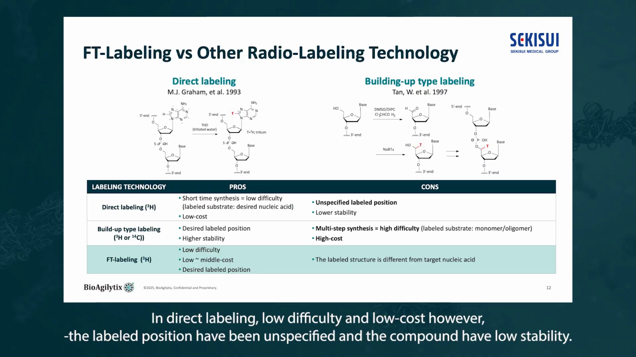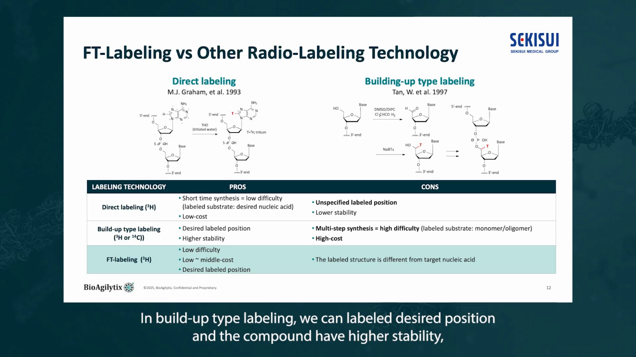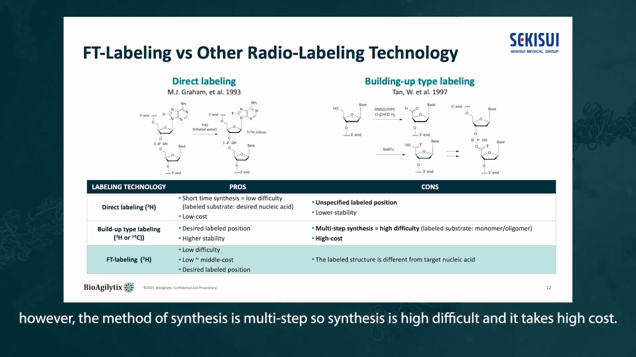In direct labeling, there is low difficulty and low cost. However, the labeled position is unspecified and the compound has low stability. In building up type labeling, we can label the desired position and the compound has high stability. However, the method of synthesis is multi-step, so synthesis is highly difficult and takes high cost.